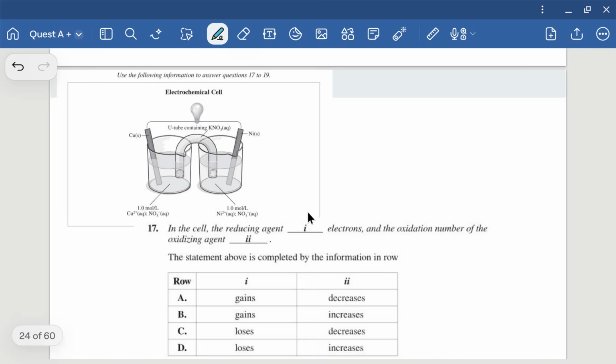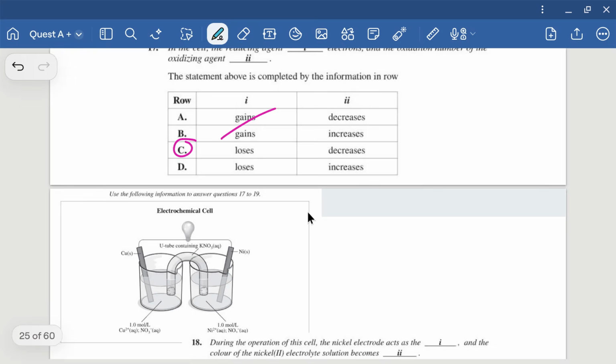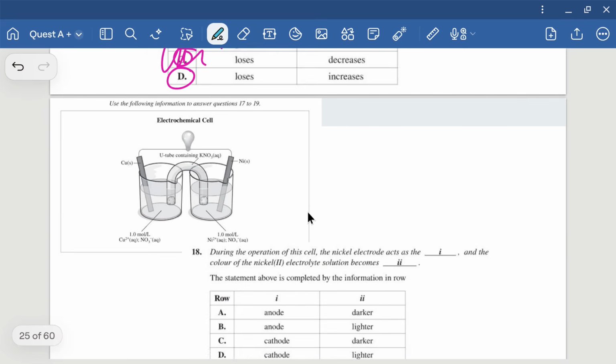I'm looking at another cell and asking about the reducing agent. Reducing agents undergo oxidation. Oxidation is a loss of electrons. And then looking at the oxidation number, if you're losing electrons, you would be decreasing. So your answer here would be C. I'm sorry, I said that wrong. If you're losing electrons, your number would be getting more positive. So it would be increasing.